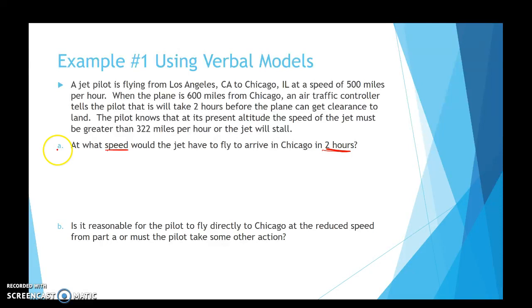Looking at the steps from the previous slide, we first have to write down our verbal model. As the question's asking, they want us to find the speed of the jet. So our verbal model is: the speed of the jet times the time gives us the distance. That would be our verbal model for that.